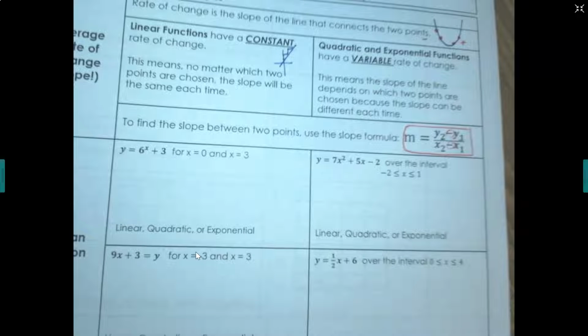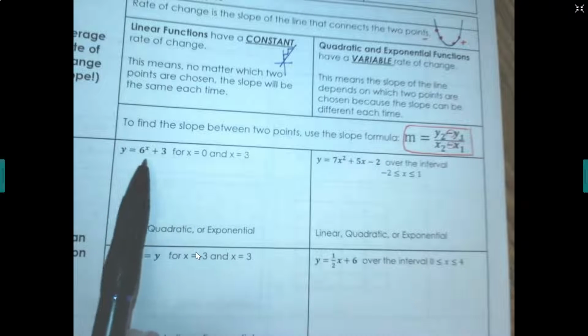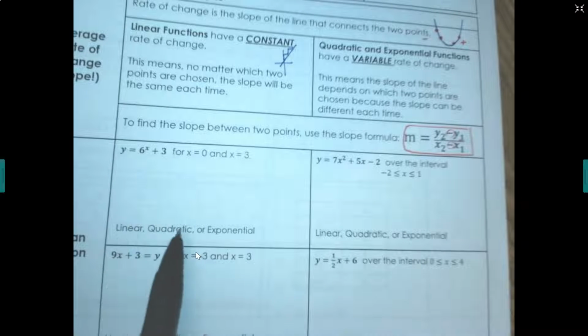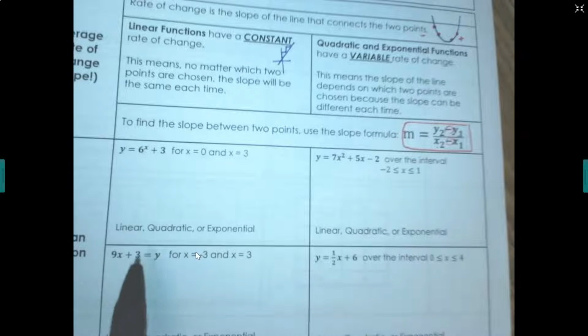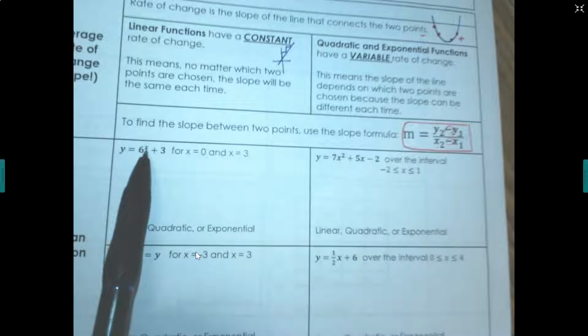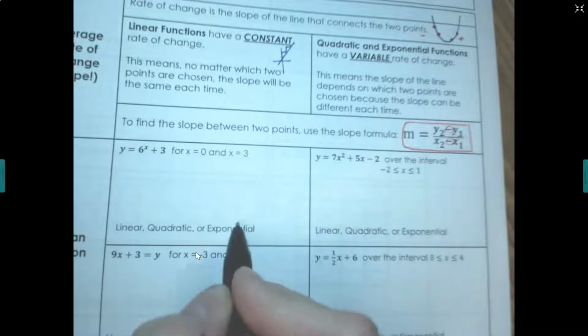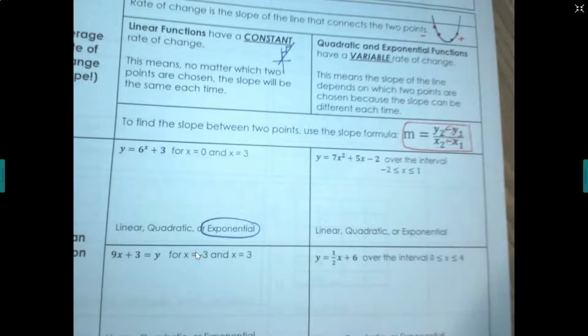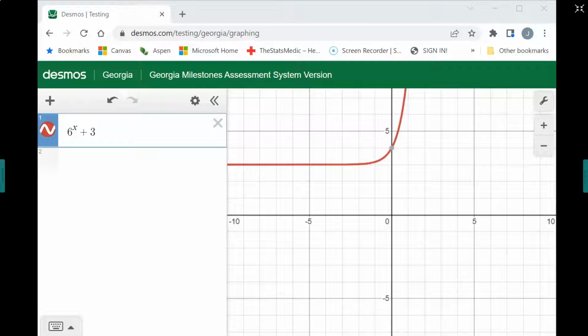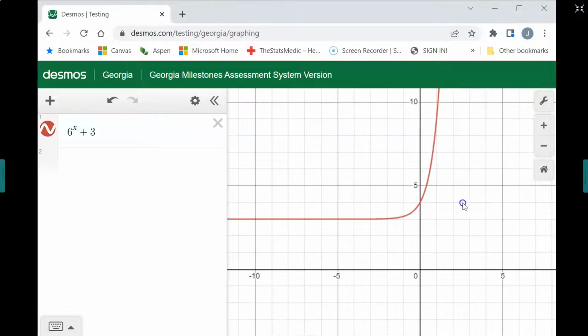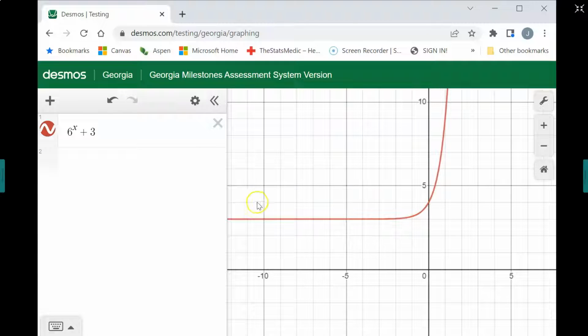So before we start, let's look at this equation and identify it as linear, quadratic, or exponential. The x is in the exponent, which makes this exponential. So go ahead and pause the video and put this into Desmos, and I'll tell you what to do from there. Now, as you can see, it is an exponential function. It grows rapidly as we move from left to right. We can kind of rearrange this.